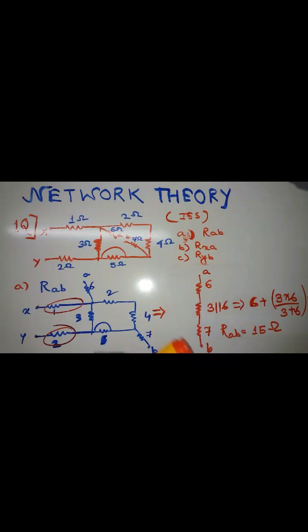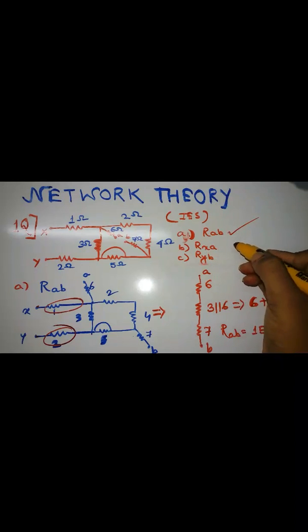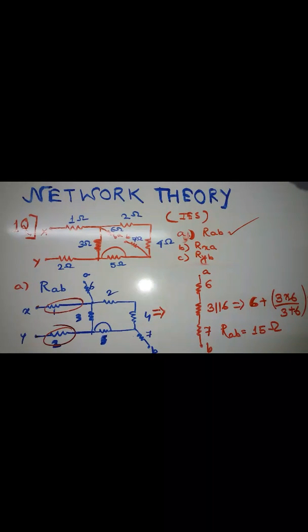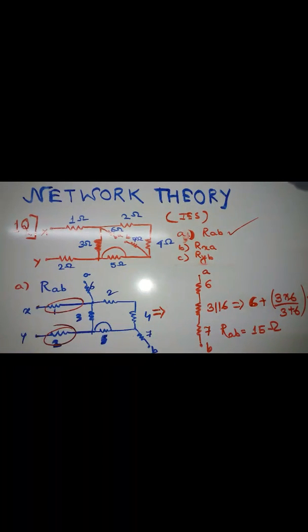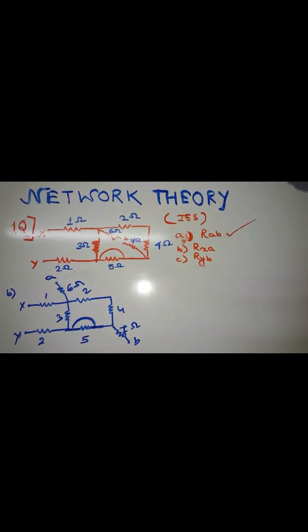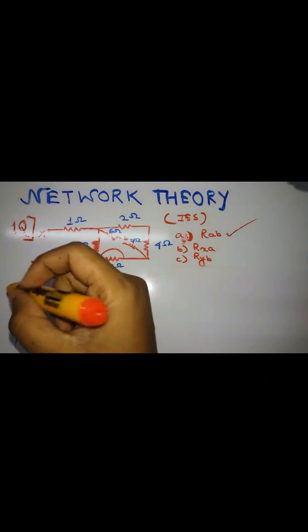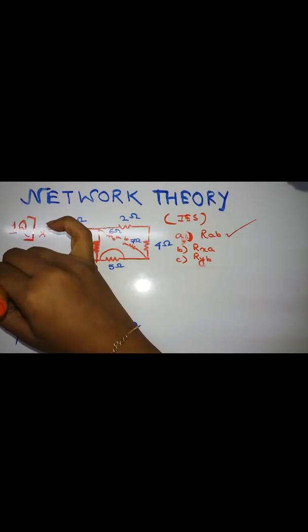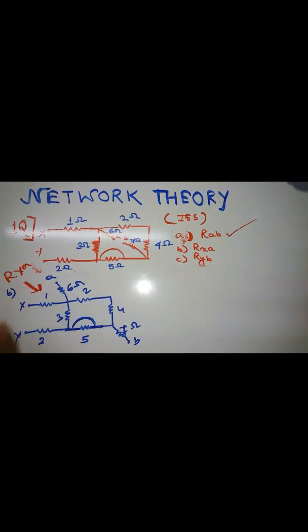Now let's move on to RXA. Now this is clear. RXA. Now RXA means where? Between this and this. So let's start solving. Now we'll continue solving our problem. We have to find RXA. That means RXA, this side, right? RXA. Your resistance will be here.